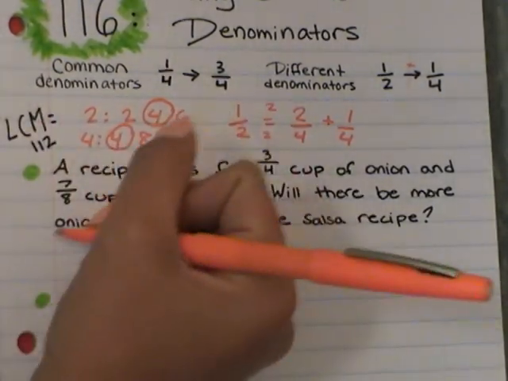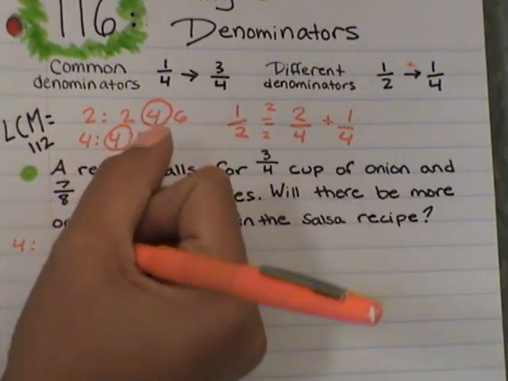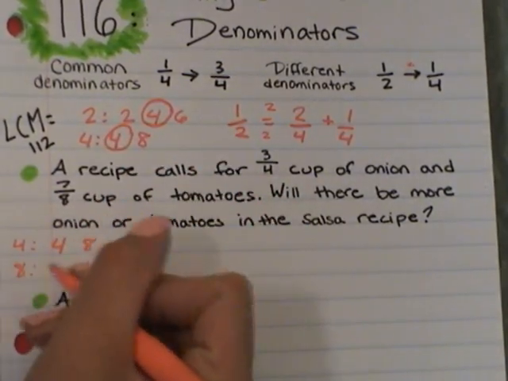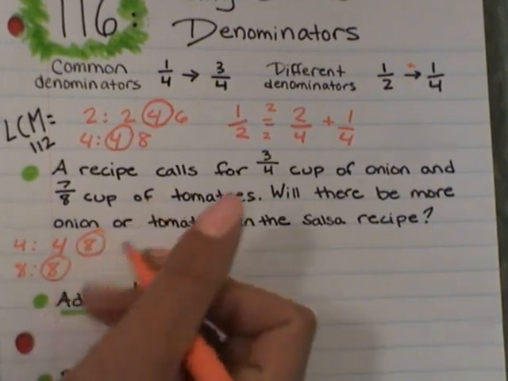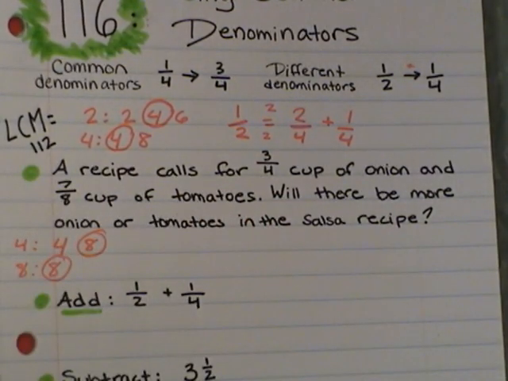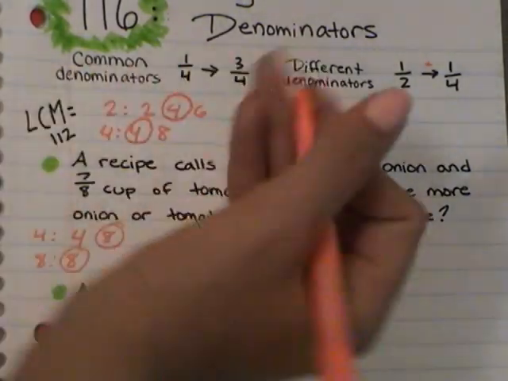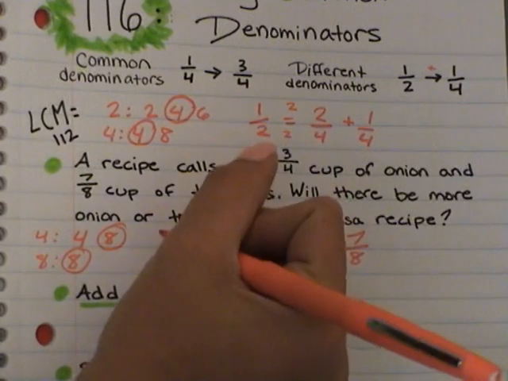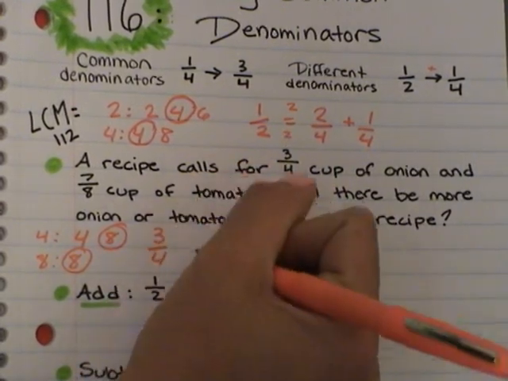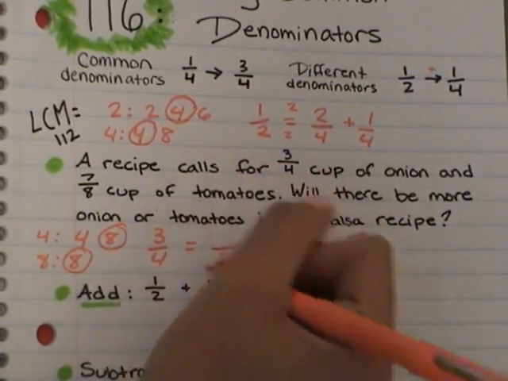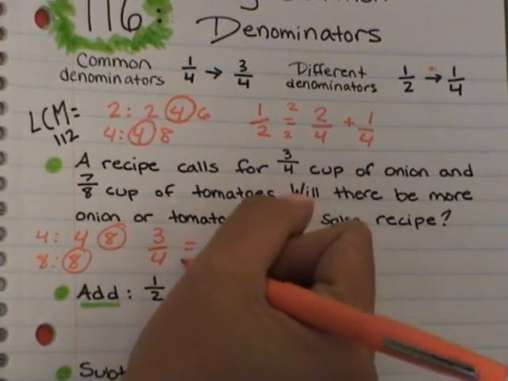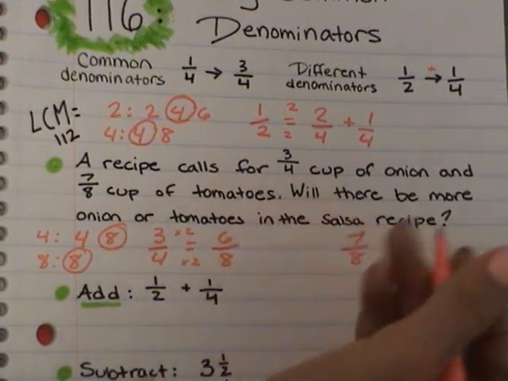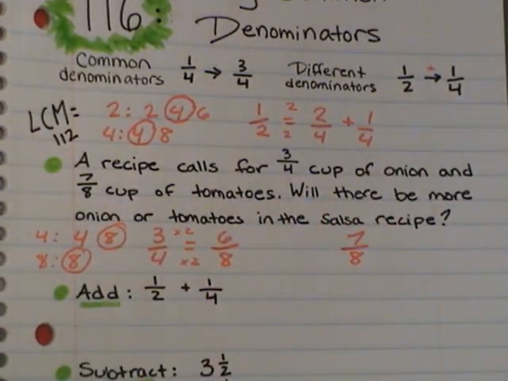So we have 4. 4 times 1 is 4, 4 times 2 is 8, which I already know is going to be our match, because 8 times 1 is 8. So our denominator is going to be an 8. So 7/8 can stay the same. I'll write that over here. But we have to change 3/4 to a denominator of 8. 4 times what gives me 8? A 2. 3 times 2 is 6. So now we have 6/8 and 7/8.